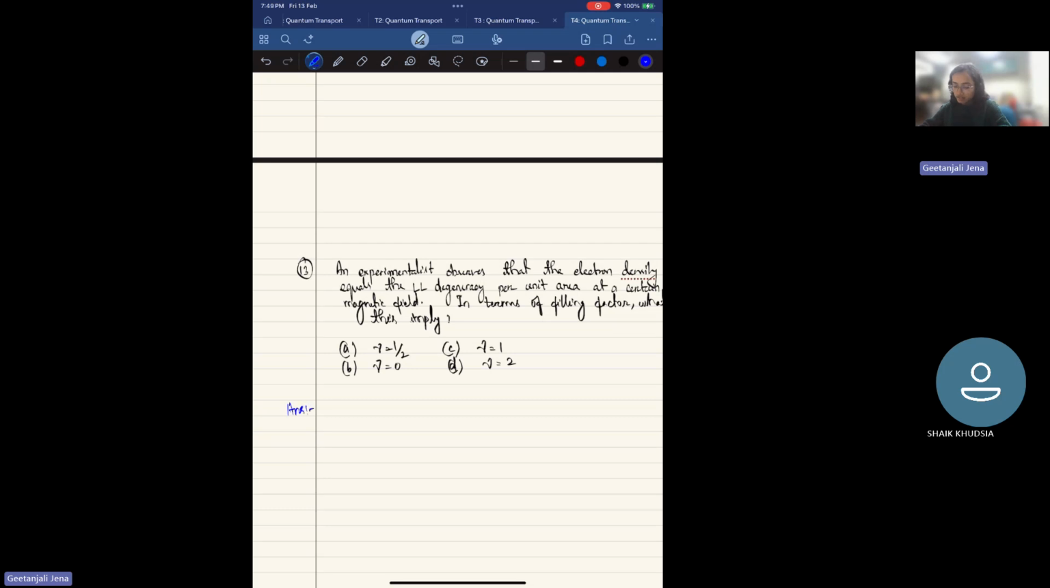Question number 13. An experimentalist observed that the electron density equals the Landau level degeneracy per unit area at a certain magnetic field. In terms of filling factor, what does this imply? Whether nu is half, or nu is 0, or nu is 1, or nu is 2.